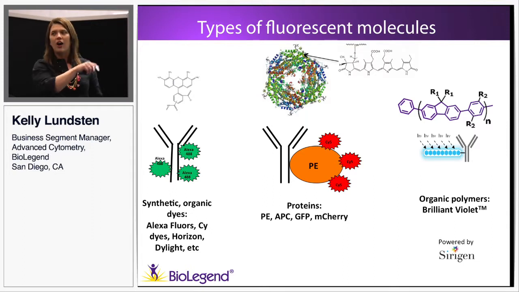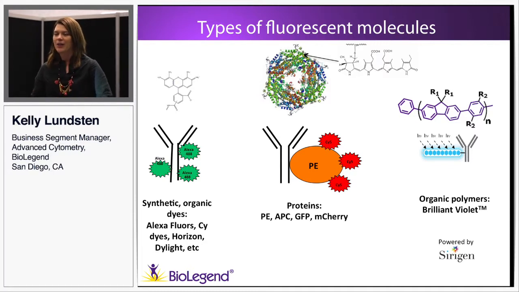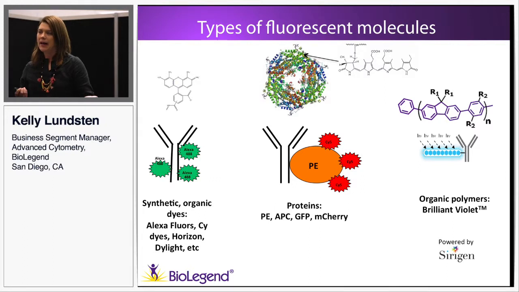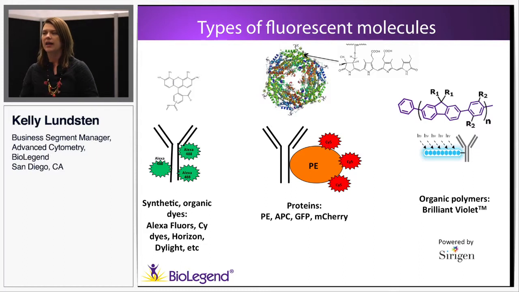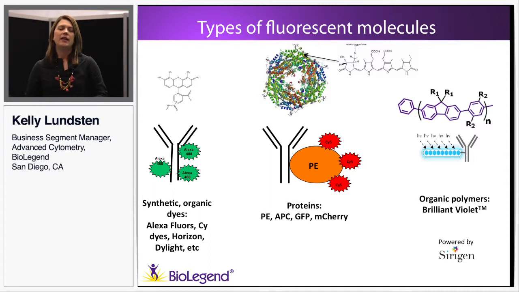We were stuck here for a long, long time, just trying to tweak them to make them slightly more stable or slightly brighter or slightly more quenched. Until we got into nanocrystals and different organic polymer technology, we were limited to about 8 colors. With the advent of Q-dots and different nanocrystal technology, we could get up to 18. Maybe it wasn't the cleanest way to get up to 18, but we could get there. But there were a lot of limitations to Q-dots that made them not so user-friendly. And so at some point, we were approached by Sirigen to consider co-developing the Brilliant Violets with them.